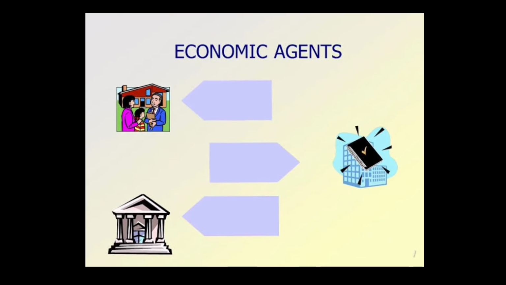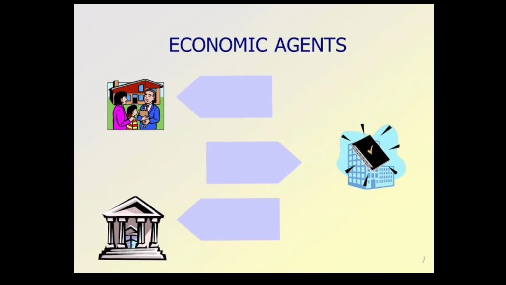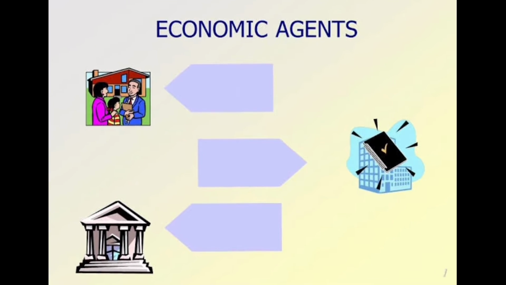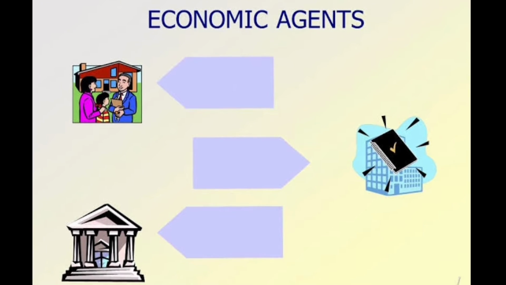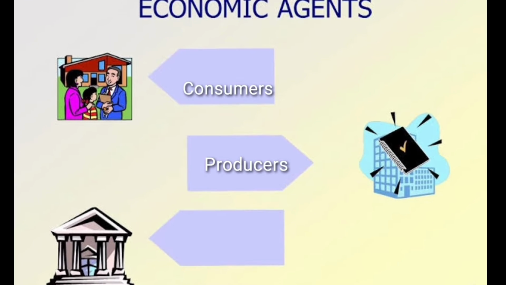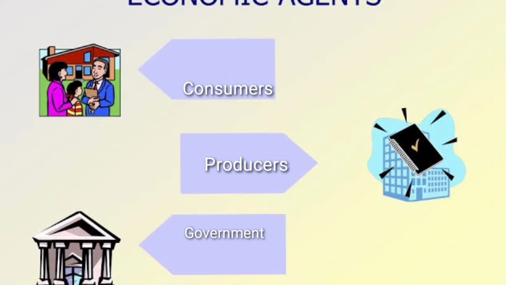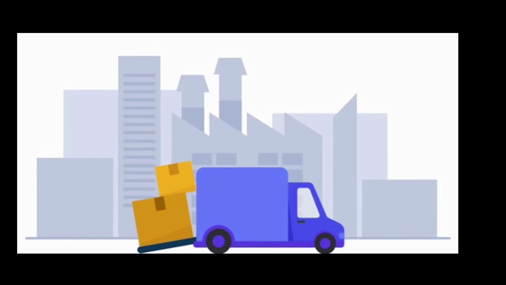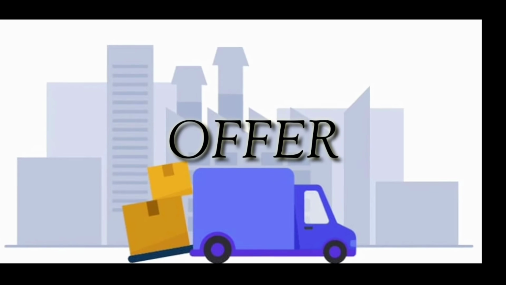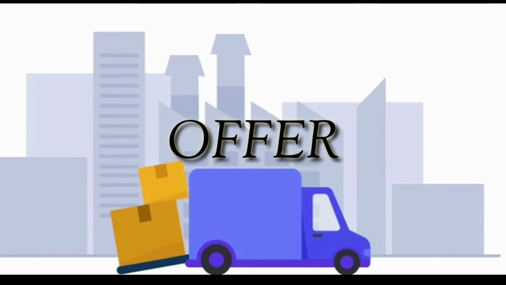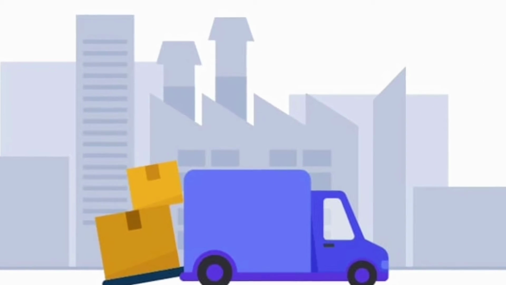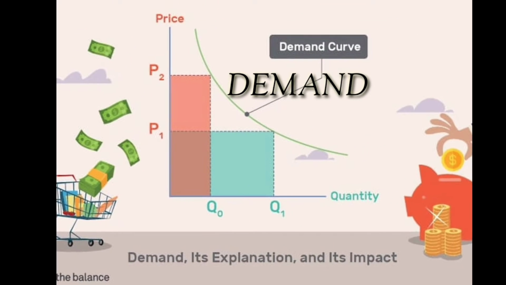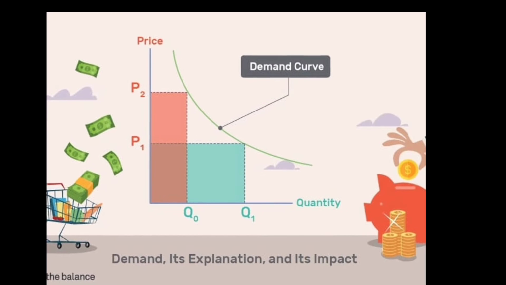Economic agents are participants in the economy that engage in specialization, production, exchange, and consumption. There are two economic agents: 1. Producers, 2. Consumers. And government is also considered an economic agent. Offer: quantity offered of a product or service that sellers can and want to sell. Demand: total amount of a product or service that people want to buy.